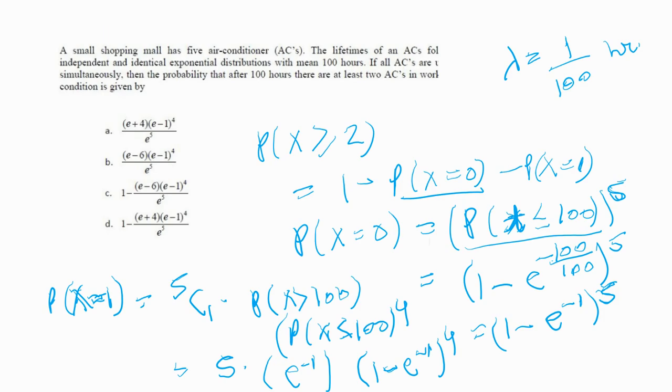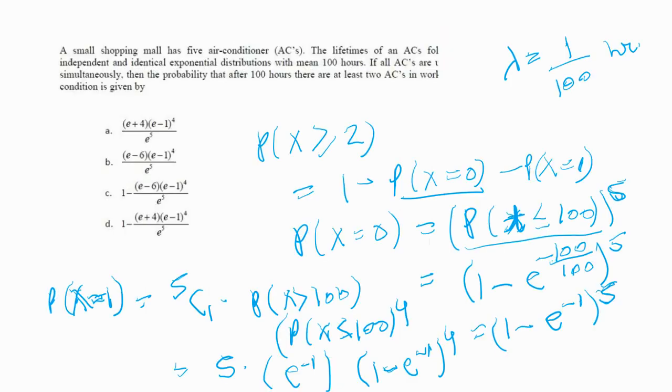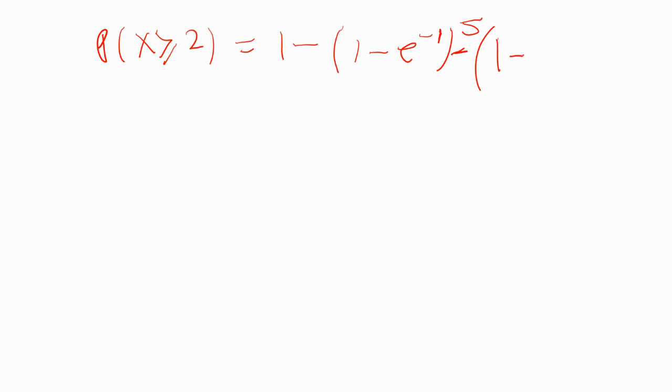So probability of x greater than or equal to 2 will be 1 minus probability of x is equal to 0 and x is equal to 1. x equal to 0 is 1 minus e to the power minus 1, to the power 5, and then minus 5 times e to the power minus 1 into 1 minus e to the power minus 1, to the power 4.